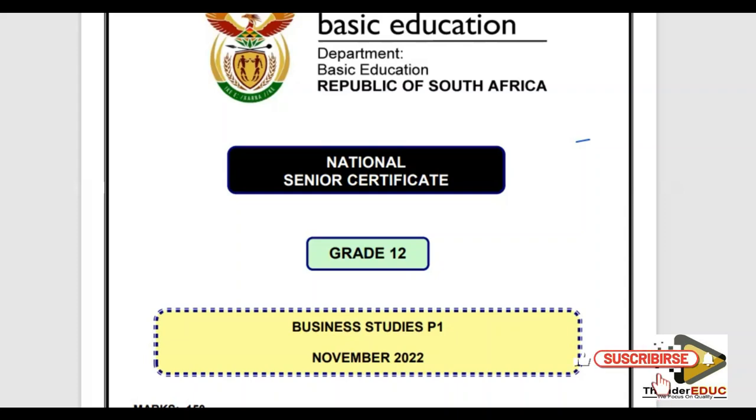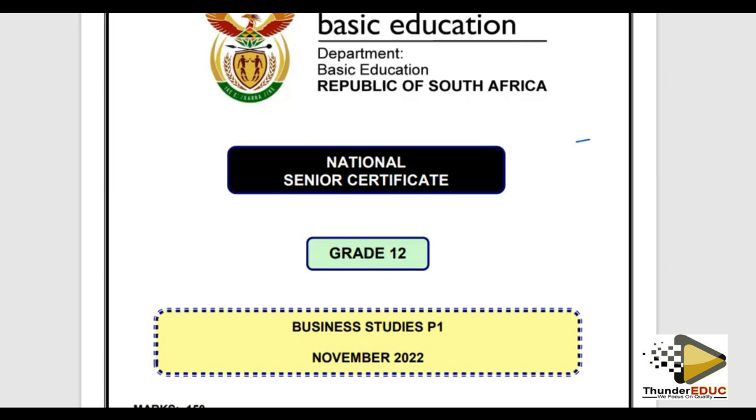Remember what I always tell you, grade 12s, that before you can engage into answering questions, you must first make sure that you go through the examination instructions and information. Why is that important? Because understanding the examination instructions and information is part of the examination.